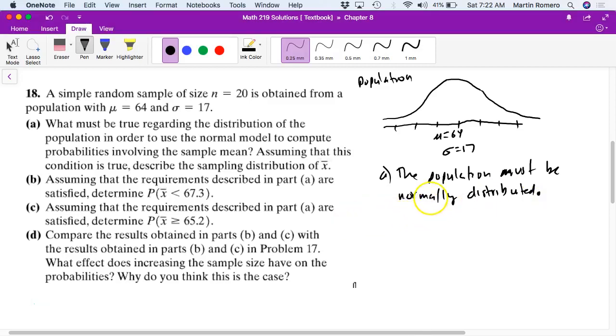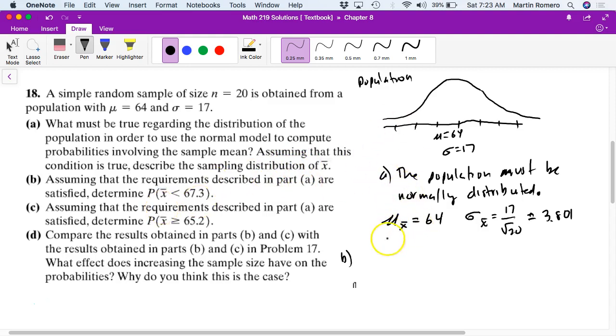Since we have to assume it's normally distributed to apply these rules, what we know is that the mean of the sampling distribution, if we pull samples of size 20, would be equal to 64, and the standard deviation of the distribution, if we pull sample sizes of n equals 20, is going to be equal to 17 divided by the square root of 20, and you get approximately 3.801.